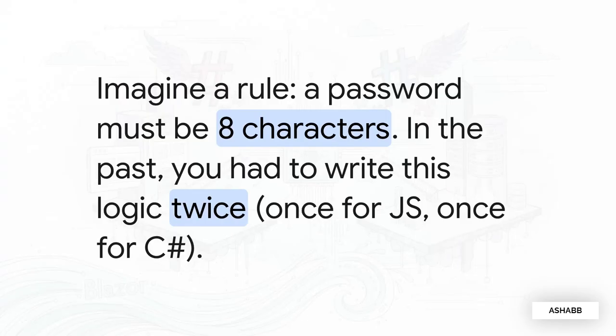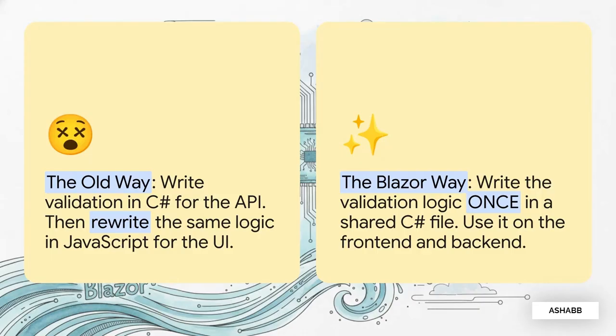Let's talk about something every single developer deals with: validation rules. Just imagine a super simple one, right? A password needs to be at least, say, 8 characters long. Easy. So, in the old split stack world, what do you do?